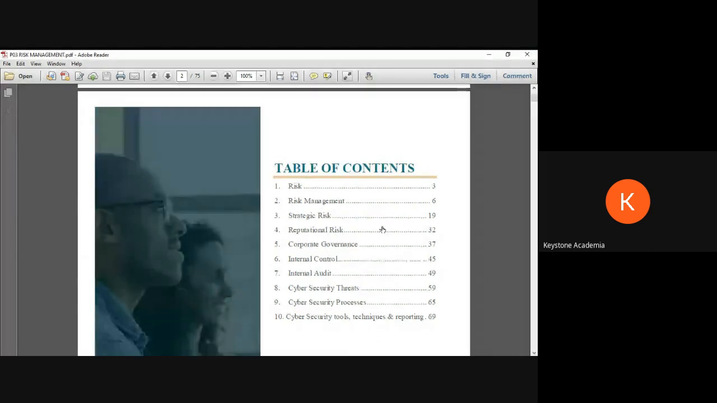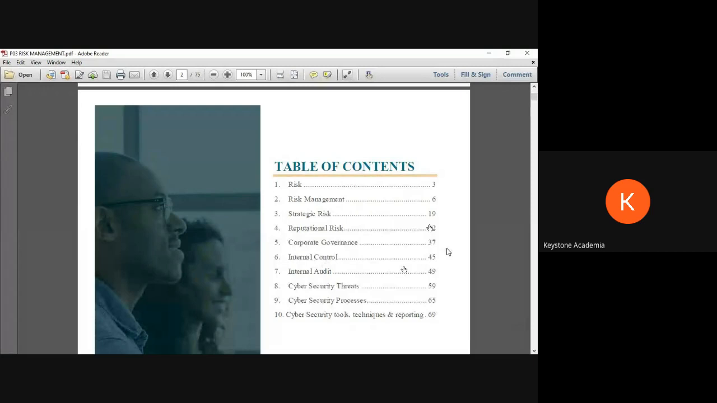So there are still some companies who don't want to be on social media. Why? Because a lot of people can come and tag them. So there are advantages of being present on social media or not, advantages and disadvantages both. That also we can discuss. So today we'll be starting chapter 5, that is corporate governance.